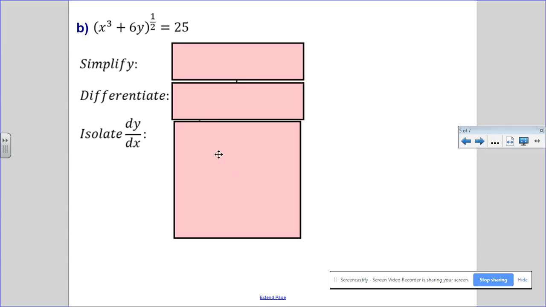The last example that we're going to do is again another simplification one. We have x cubed plus 6y to the power of 1 over 2 equals 25. And again, we can simplify this by squaring both sides this time. So I want you guys to take a minute and try this one on your own. So now that you've hopefully done that, you simplified it to be x cubed plus 6y equals 625.